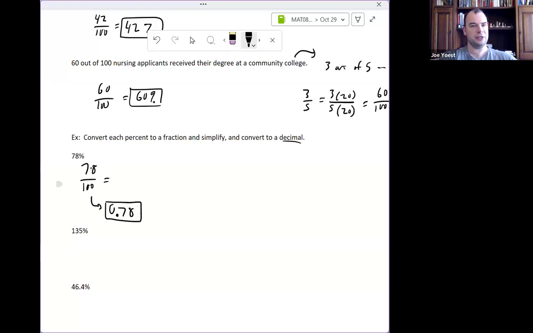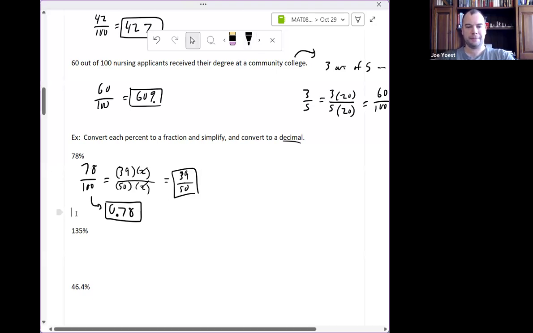I see that 78 and 100 are both even numbers. They share a factor of 2. So 39 times 2 over 50 times 2. My factors of 2 can divide out. 39, well, that's 3 times 13, and 50 doesn't have any factors of 3 or 13, so 39 over 50 is my fraction in simplest form. So I could talk about 78% or 39/50ths or a proportion 0.78. Those would all be equivalent ways to talk about the same thing.